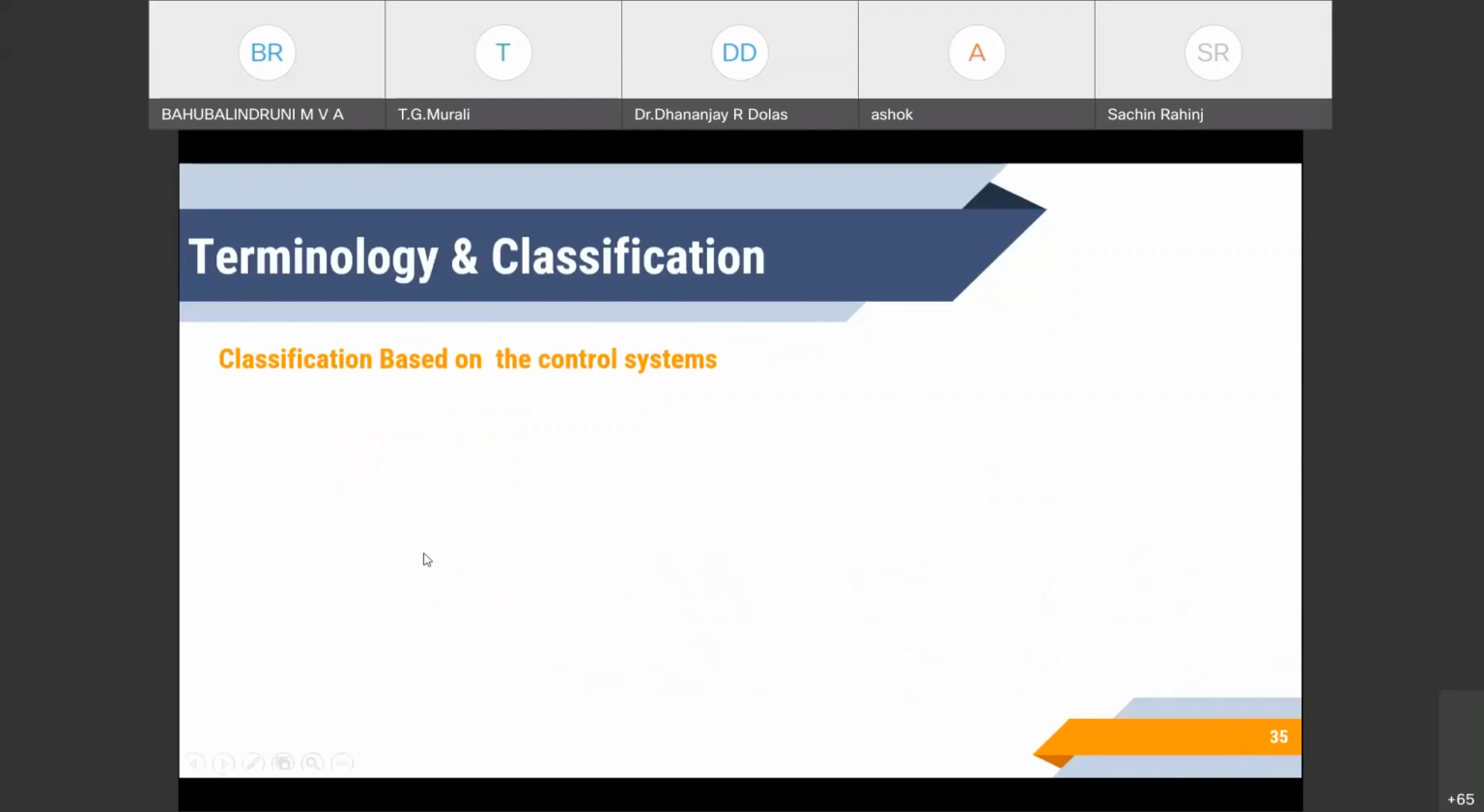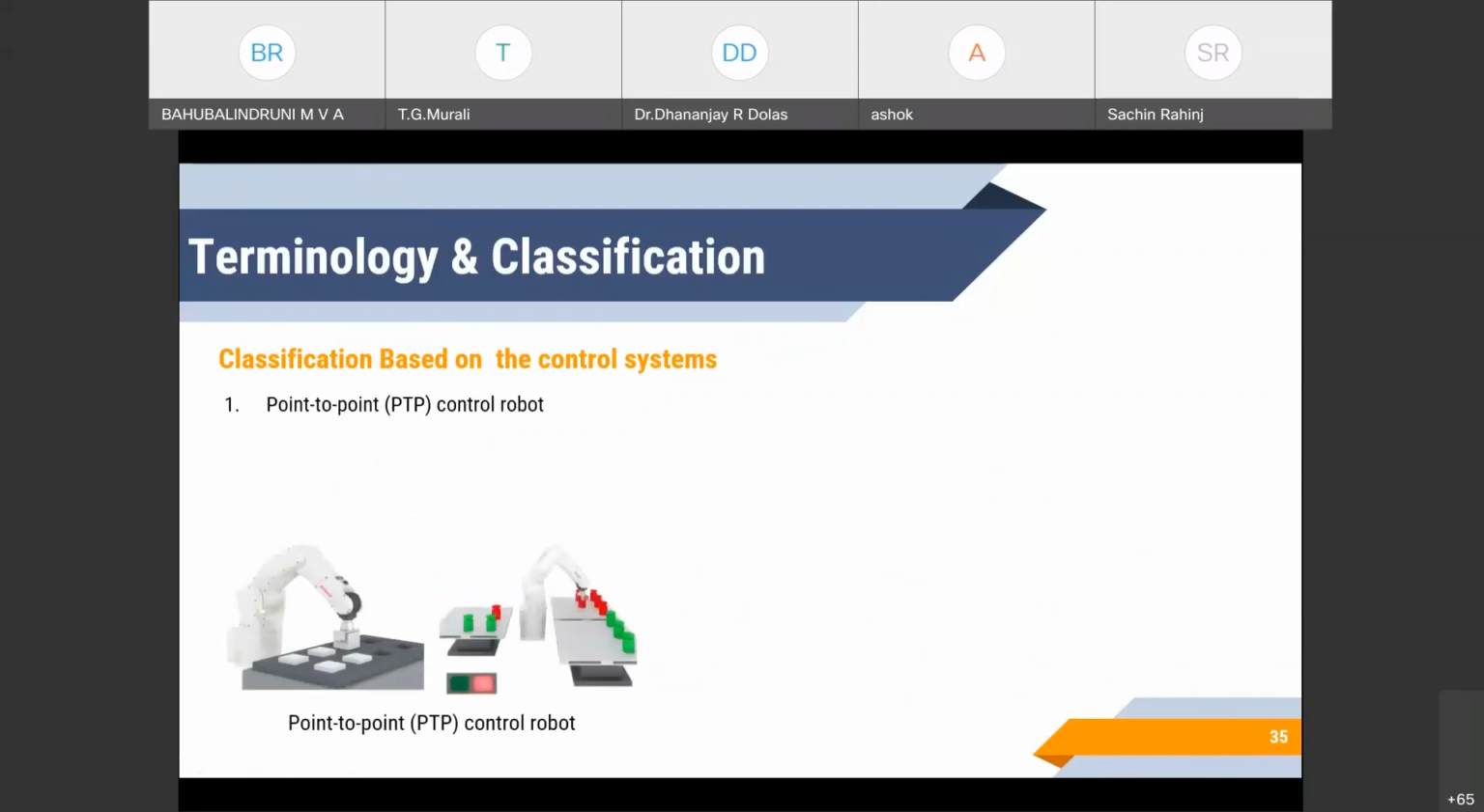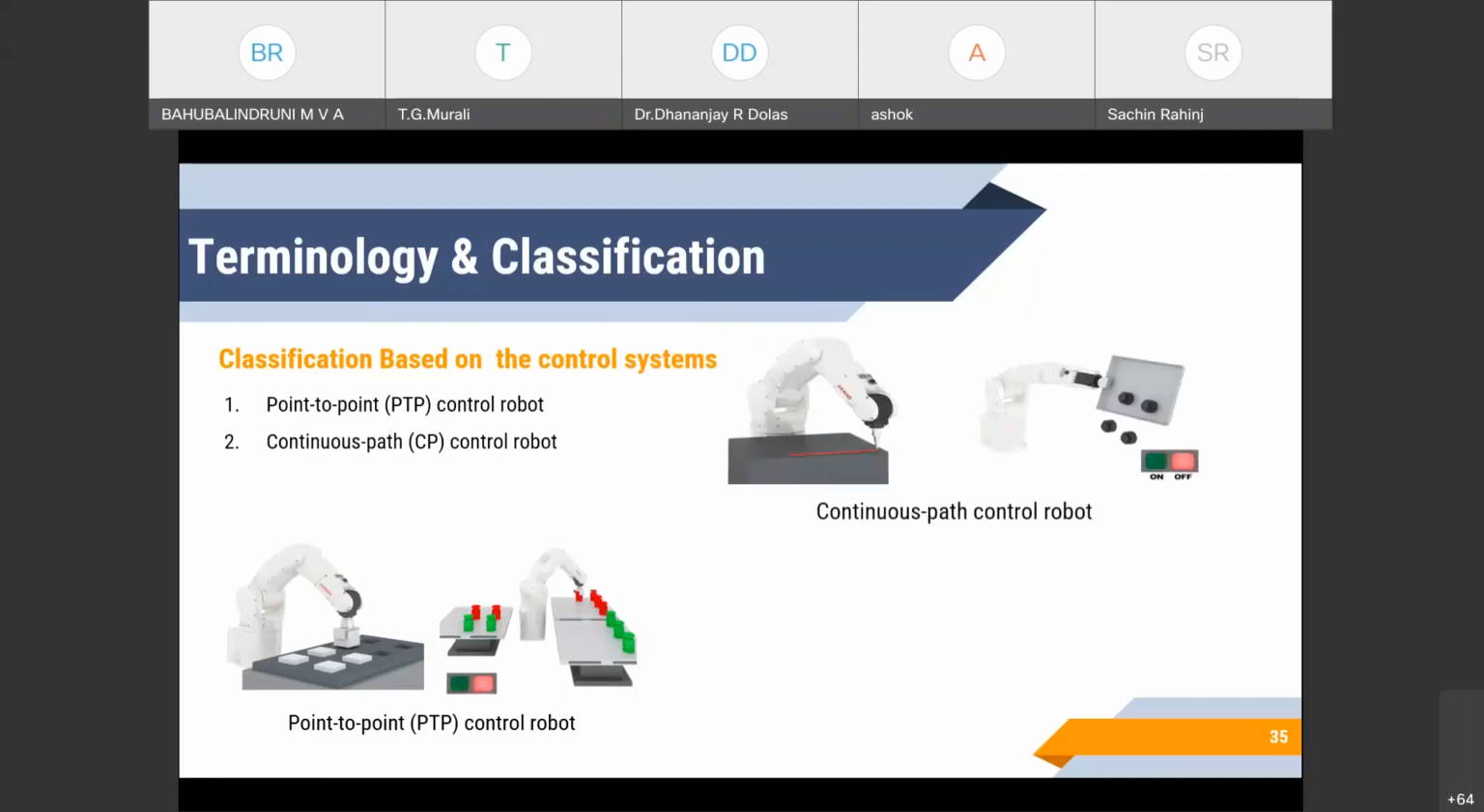The third categorization of the robots is based on the control systems. The first one is the point-to-point control system. Here you do not have control over the path, how it has to move from the start point to the end point. The second is the continuous path control, where you can define the path of the robot. The robot will move along that specific path by interpolated points along the curve. It can be a straight line or any second or higher order curve.